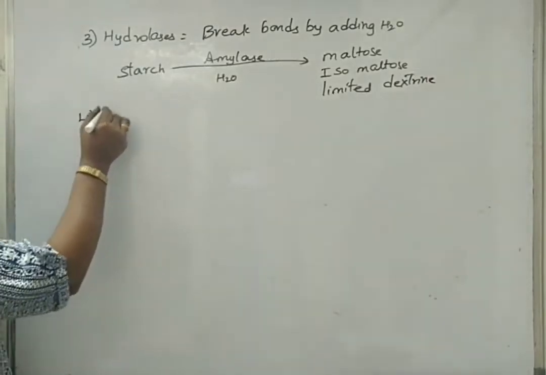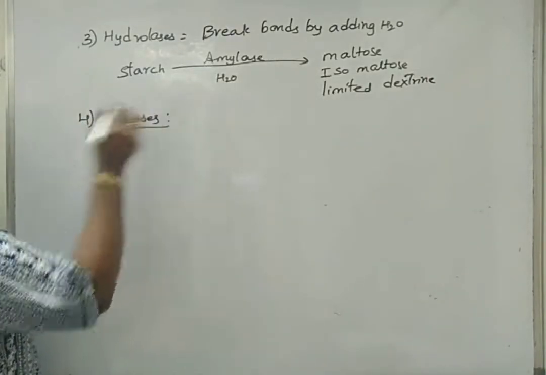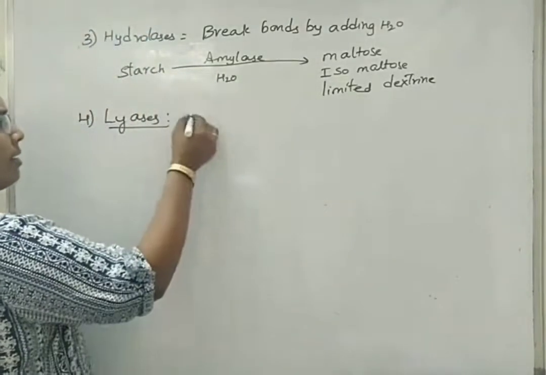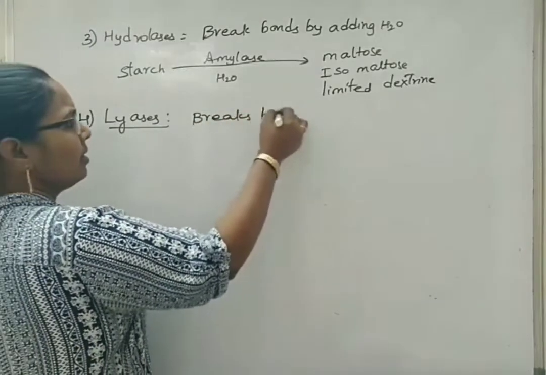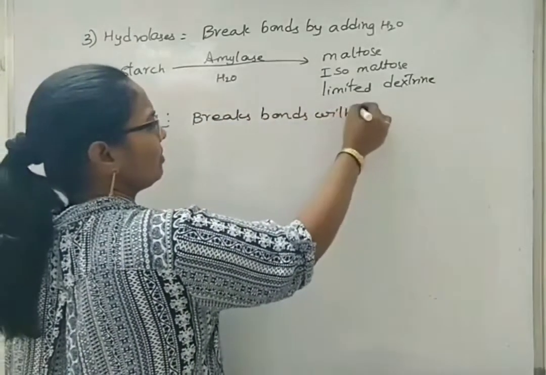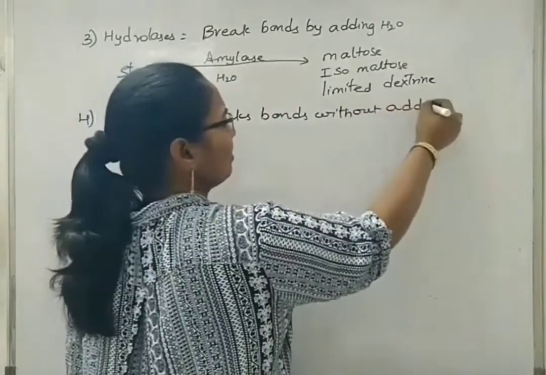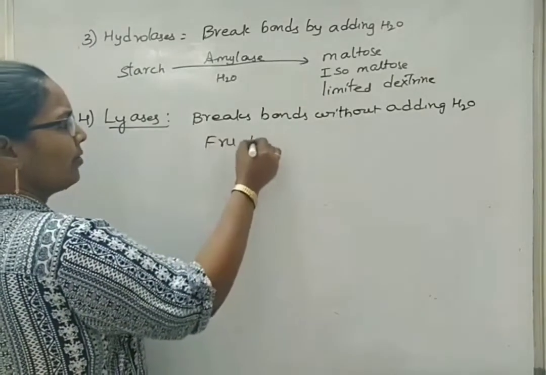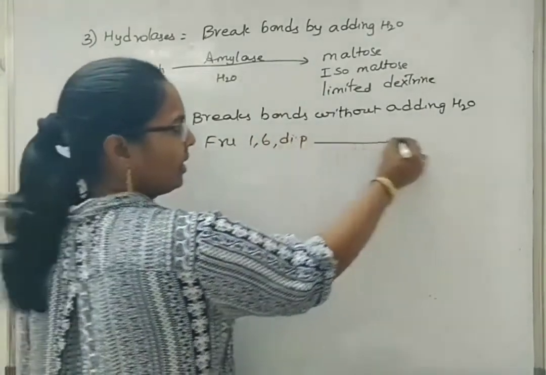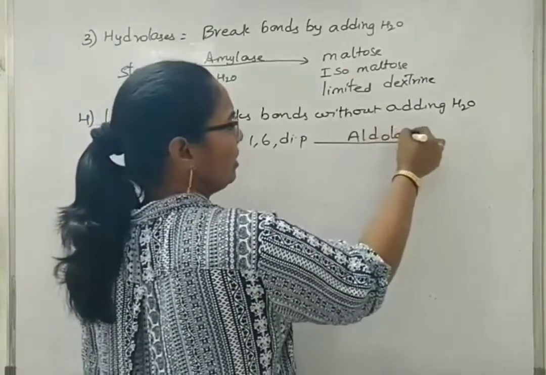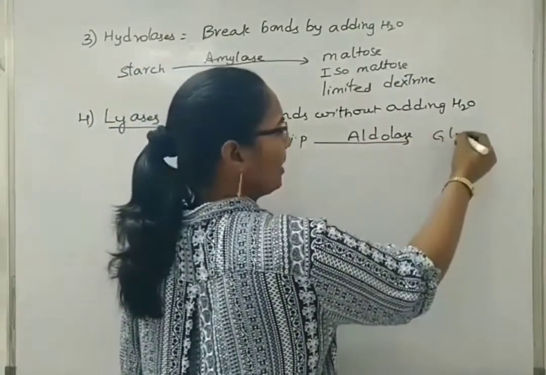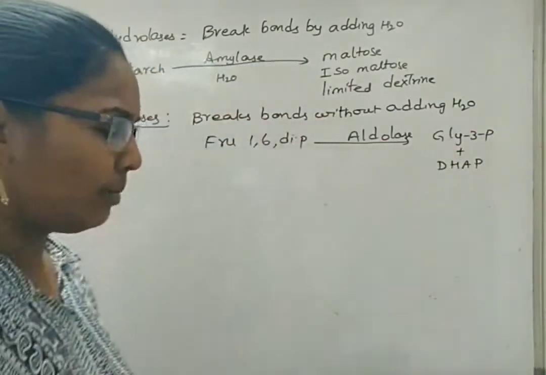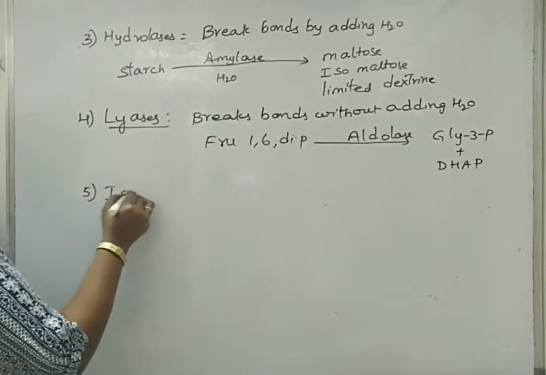Next, fourth one, lyases. Lyases also break bonds but without adding water molecules. Here we can take one example. Fructose 1,6-diphosphate in the presence of the enzyme aldolase gives one aldehyde form and one ketone form, that is glyceraldehyde 3-phosphate plus dihydroxyacetone phosphate.